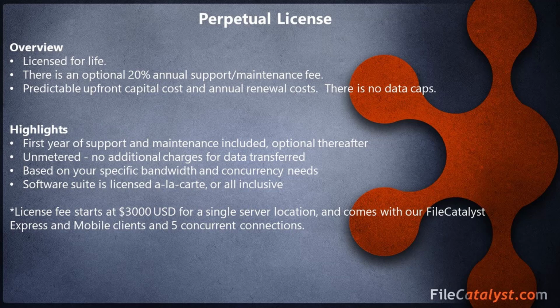The support and maintenance for perpetual licensing is included for year one, and then optional. It's unmetered, as I mentioned, so there's no additional cost for moving data. Basically, you can move as much data as there are hours in a day. It's based on the specific bandwidth and concurrency needs you have. So how many concurrent transfers you need to do and the bandwidth, the pricing is based on that. You have options on a la carte, where you can buy every specific little feature, or you can buy an all-inclusive that gives you a package of pretty much all the functionality and concurrent connections that you need.